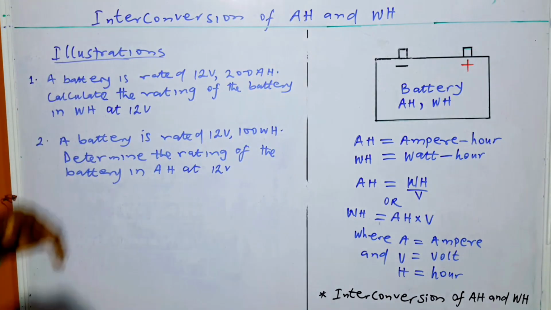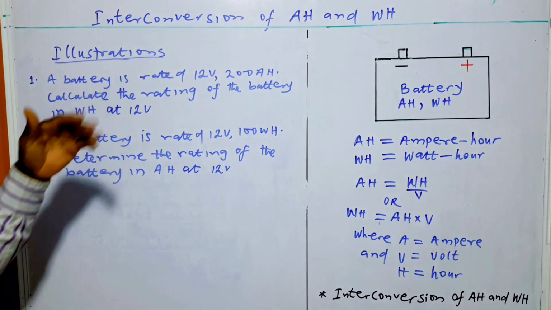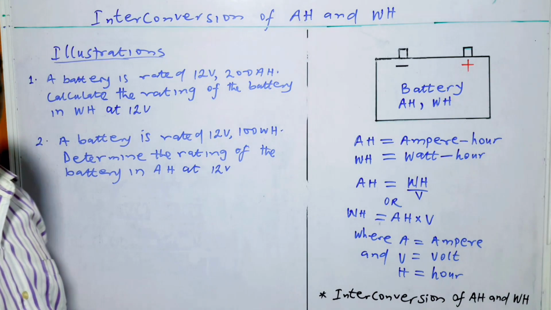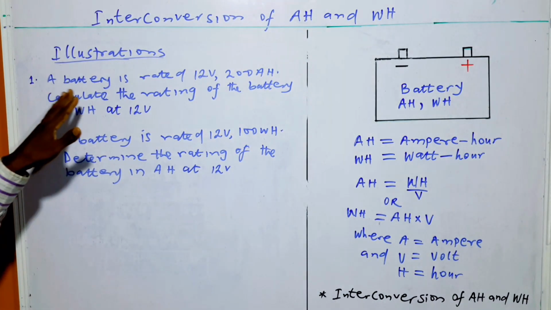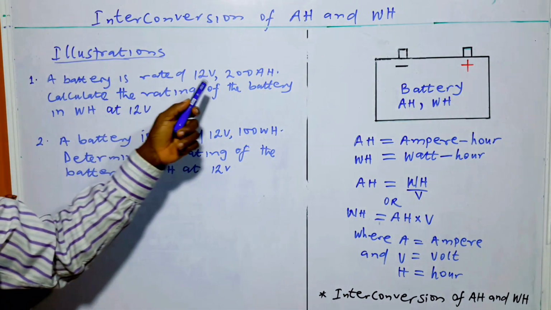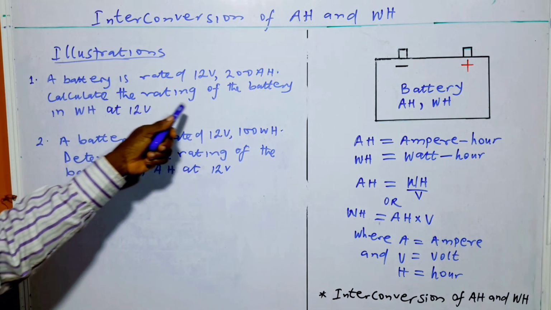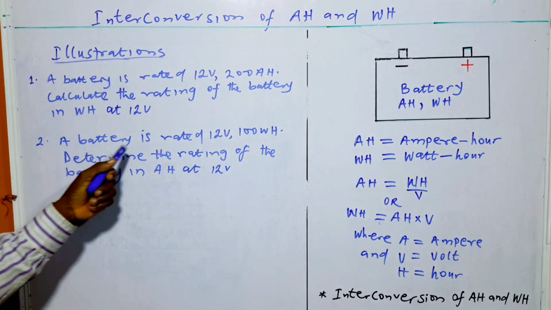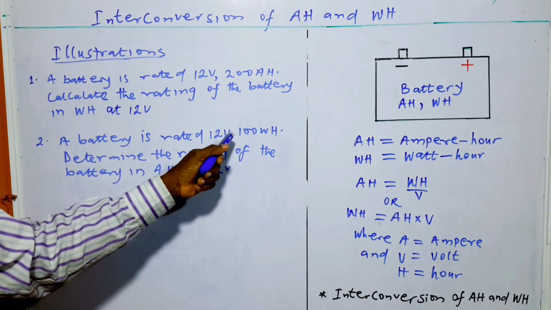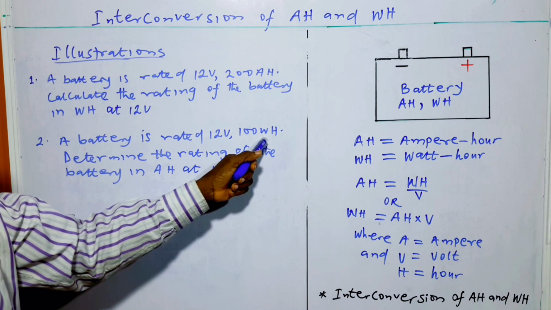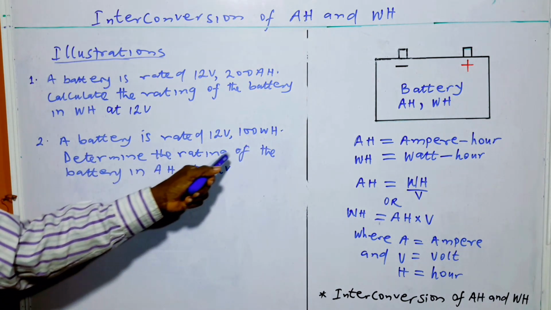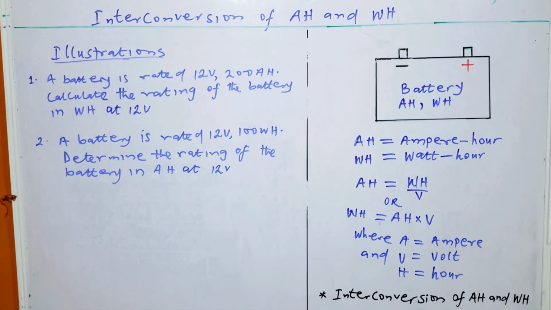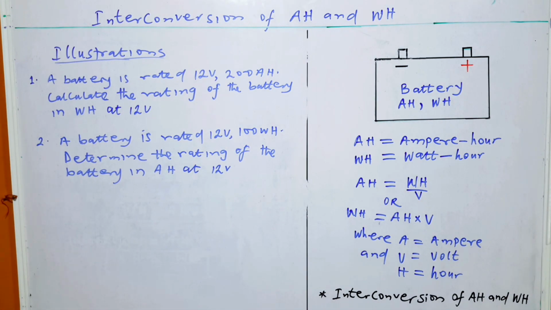Now, illustrations. Let's use some examples to illustrate the interconversion of ampere-hour and watt-hour. Number 1. A battery is rated 12 volt 200 ampere-hour. Calculate the rating of the battery in watt-hour at 12 volts. Number 2. A battery is rated 12 volt 100 watt-hour. Determine the rating of the battery in ampere-hour at 12 volts. Those are the two questions.